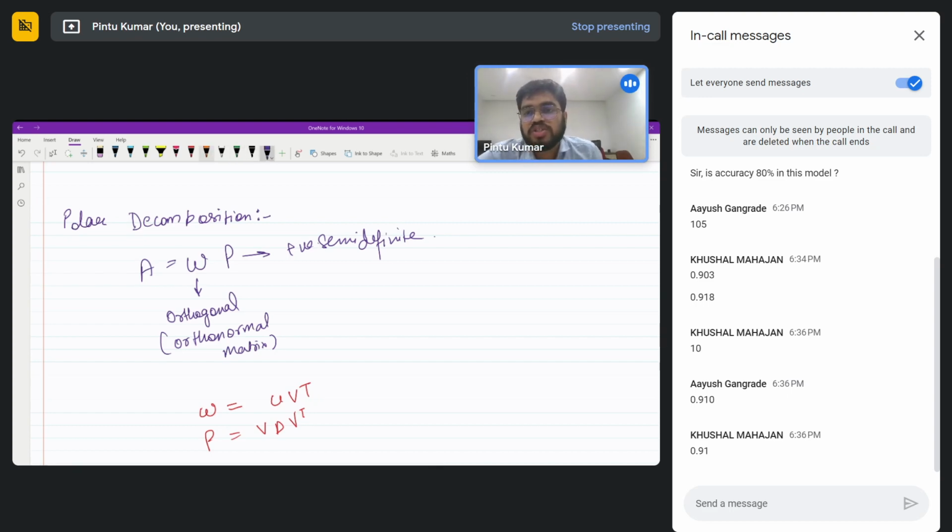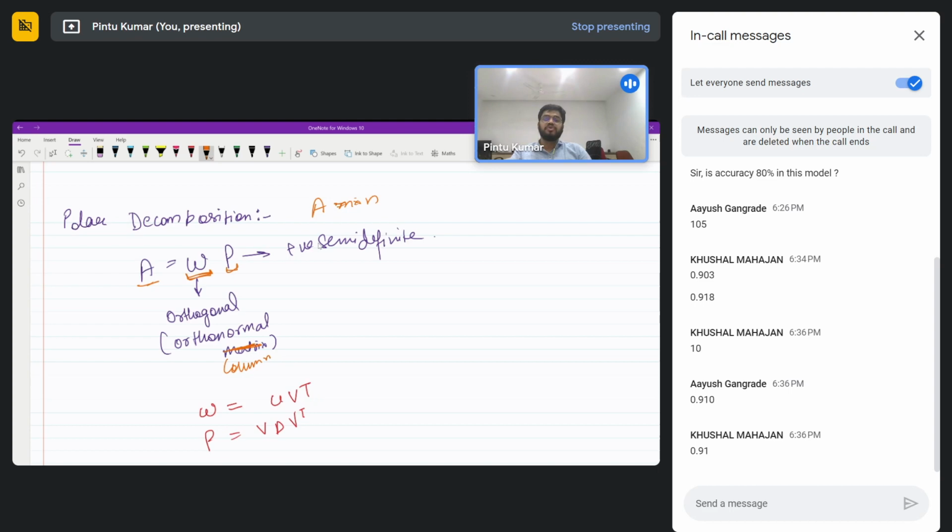In polar decomposition, you write your matrix as a product of two matrices. If you have a matrix A, which is, let's say, M cross N, then you write it as a product of two matrices. First one is W, which is an orthogonal matrix. What does an orthogonal matrix mean? An orthogonal matrix is something whose every column is an orthonormal vector. Okay, so this is column.